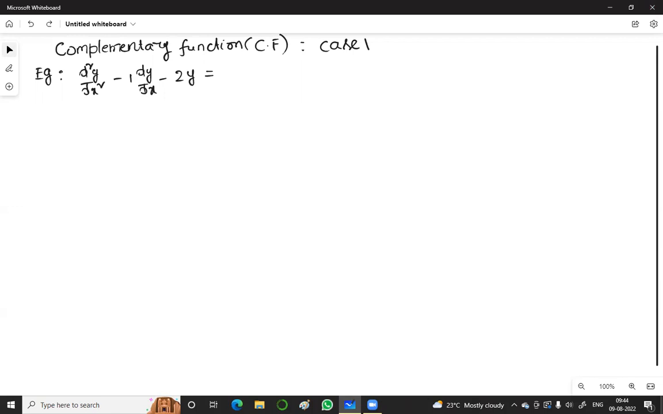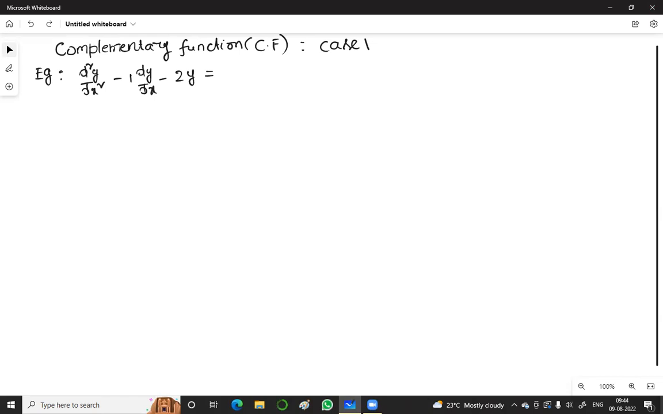Actually, in the last video we have seen already what is the complementary function and what is the particular integral in solving the linear differential equations of higher order. Now, straight away we will see two problems. And then the remaining cases also we will cover in complementary function, and we will see the proofs against each case.